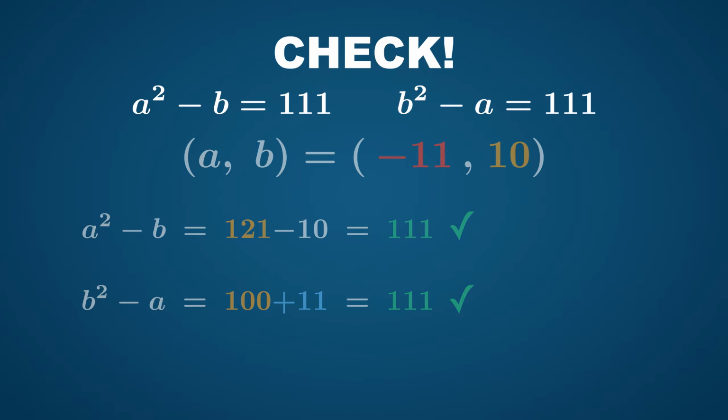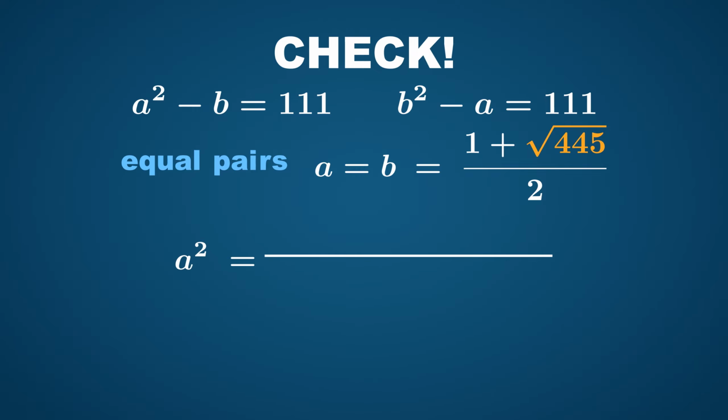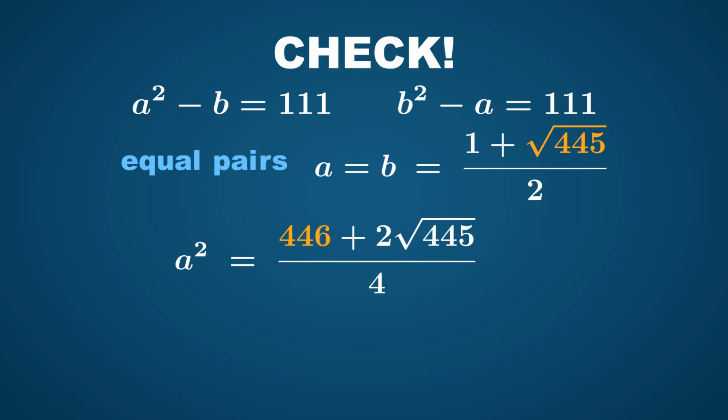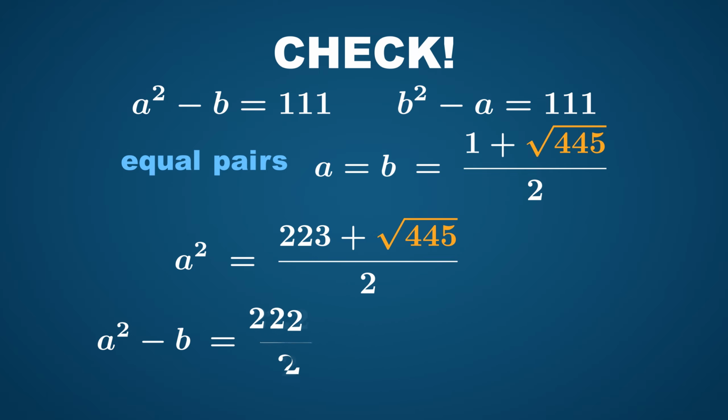Both hit again. For the equal pairs, take a equals b equals 1 plus the square root of 445, all divided by 2. Squaring gives 1 plus 2 times the square root of 445 plus 445, all divided by 4. That's 446 plus 2 times the square root of 445 over 4, which simplifies to 223 plus the square root of 445, all divided by 2. Subtract a, which is 1 plus the square root of 445 over 2. The square roots cancel, leaving 222 over 2, 111 exactly.